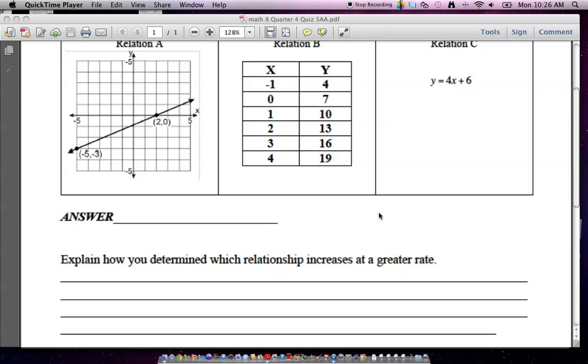Now, what is rate of change? Pretty much the same thing as... Everybody? Slope. So let's start with C because it's the easiest one. What's the slope on C? What is it, everybody? 4 over 1.